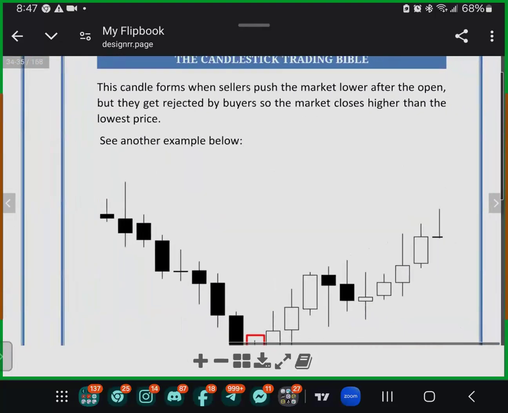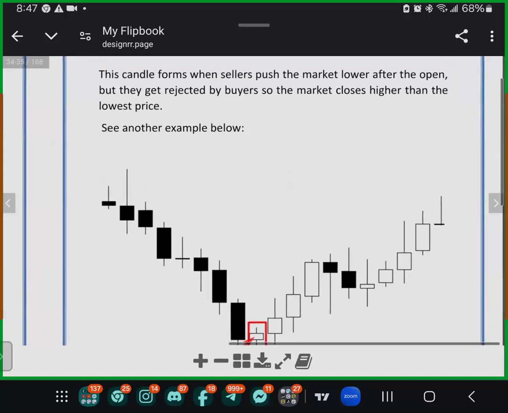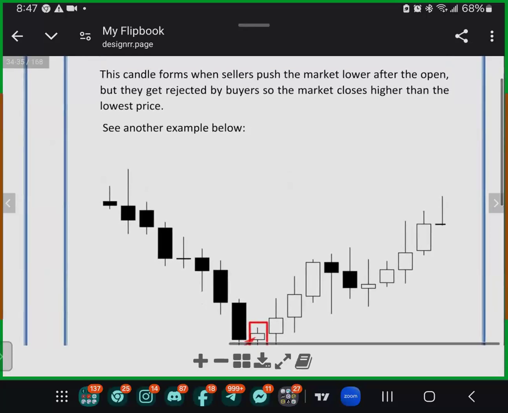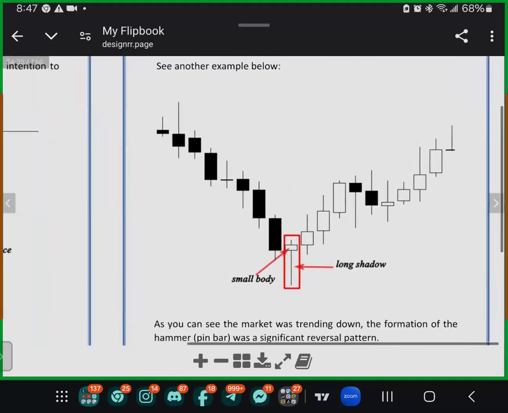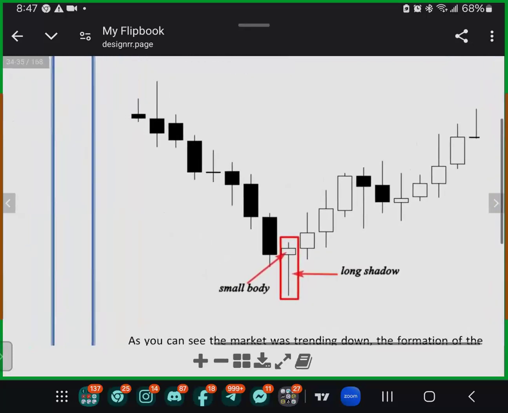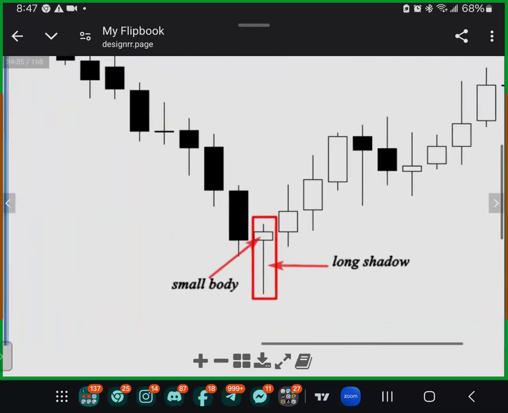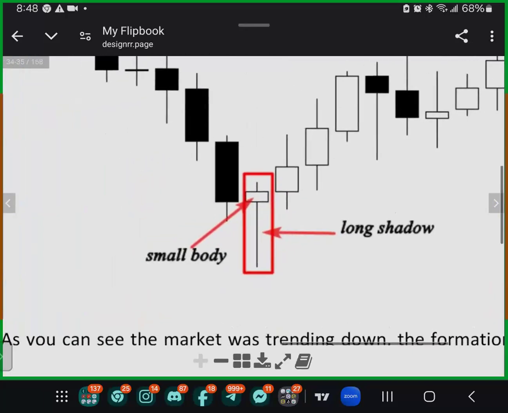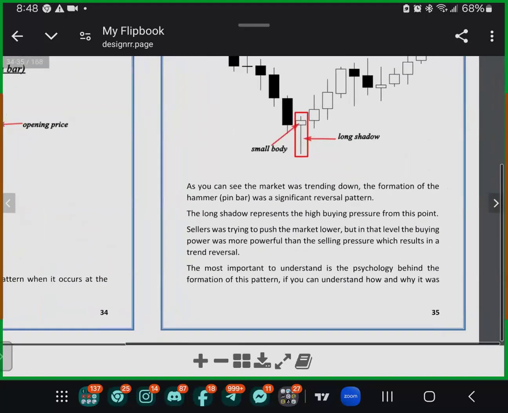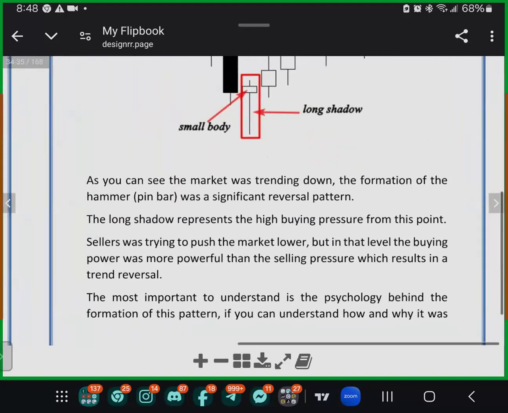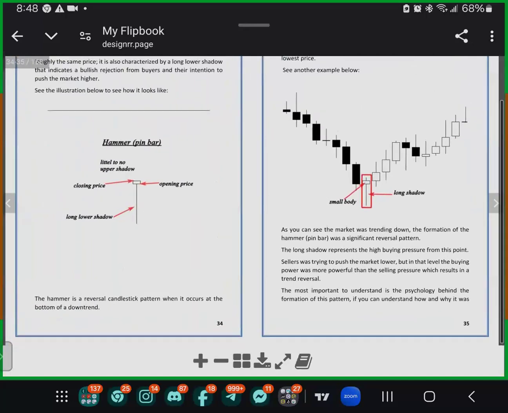Right, this candle forms when sellers push the market lower after the open, but they get rejected by buyers, so the market closes higher than the lowest price. So right here is where the buyers brought it up. First, the sellers try to bring it all the way down, but they failed. As you can see, the market was trending down, right?